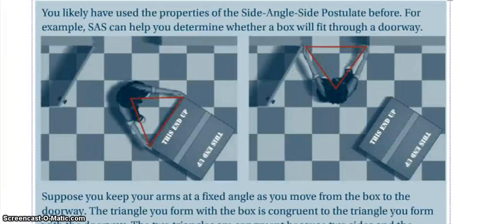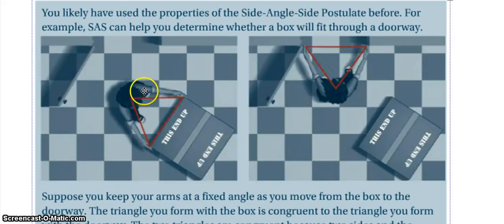Now you may have actually applied this side angle side property in the real world without ever noticing it. So say we had a box that we're trying to fit through a doorway here. If you want to know, will this box fit through the doorway, should it go this way or should it go the other way, you might use your arms to span the distance and then turn and check that distance. But if you change the angle between your arms, that won't work.